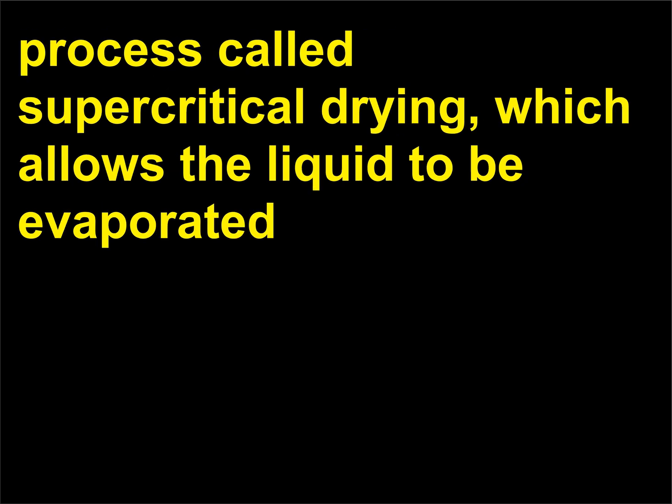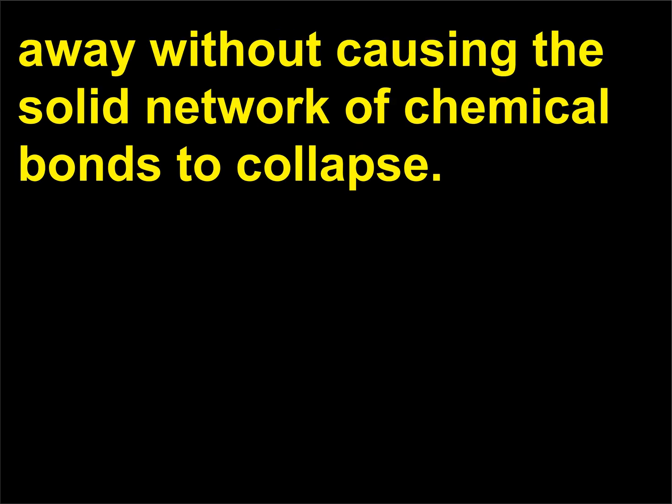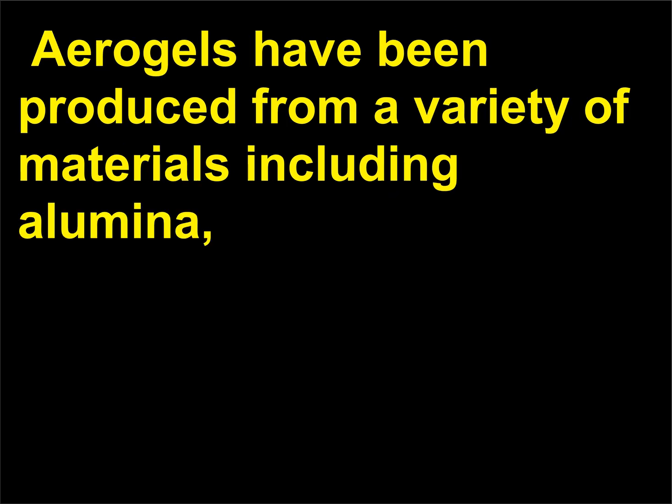It is produced by extracting the liquid component from a gel using a process called supercritical drying, which allows the liquid to be evaporated away without causing the solid network of chemical bonds to collapse. Aerogels have been produced from a variety of materials including alumina, silica, chromia, and tin dioxide.